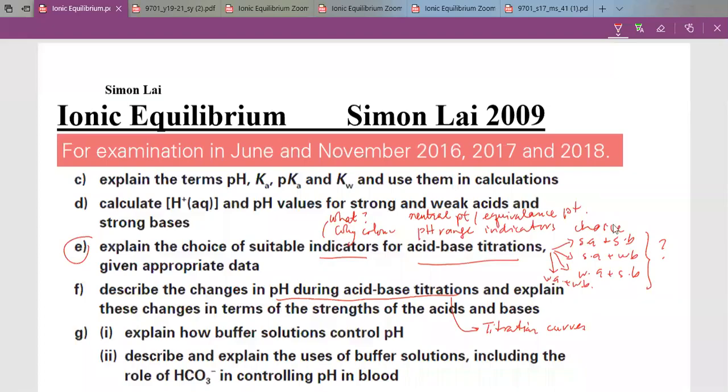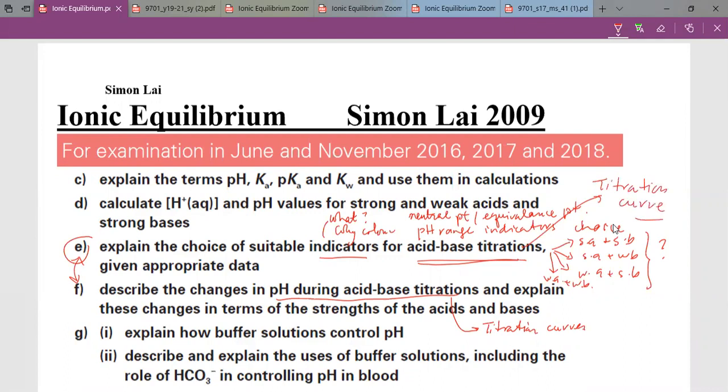Hi there, today we're going to continue with part E and part F. I already talked about the theory, so we're going to see how these things come up in past questions in your acid-base titration, and basically how to plot the titration curve. We call it the titration curve.